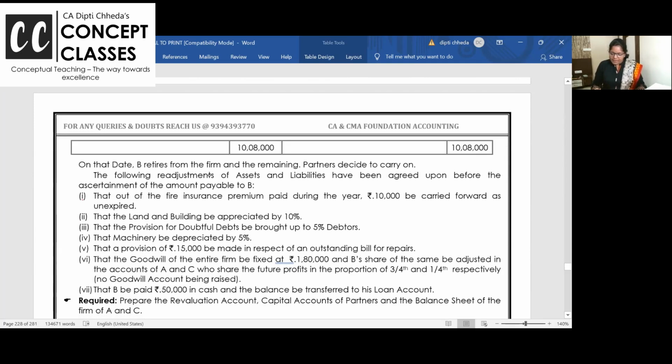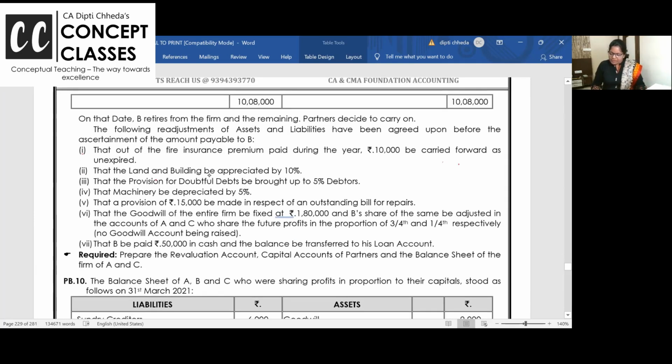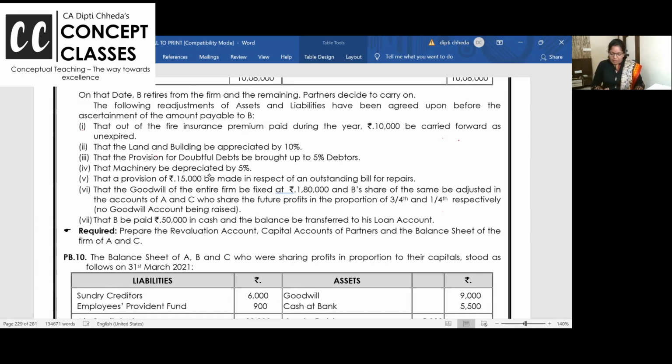Just look here. B retires. Fire insurance 10,000 is to be carried forward as unexpired. Fire insurance, if you have to carry forward prepaid insurance, debit it to the revaluation account, you can route it through revaluation. Listen carefully, the value of land is to be increased, provision, machinery, all. Goodwill is 180. B's share shall be adjusted to A and C, who will share in the future ratio. So raise the goodwill 180, write off the goodwill and adjust the difference. B to be paid 50,000 in cash, and the remaining in loan account. Prepare revaluation account, partners capital account and balance sheet.